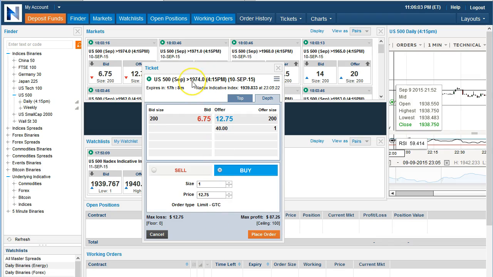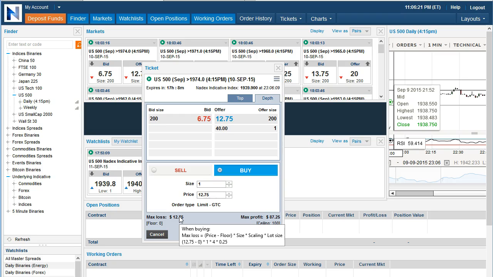Now, here's the thing. If price is above 1974 come tomorrow, then by 4:15, I'm going to make $87.50. If it's below, I'm going to lose only what my risk is. They're very similar to regular options, but you don't have to worry about the time decay, the specifics of an option. Now, let's say price rallies to 1960 overnight by tomorrow morning. Well, this contract will probably be worth about $35. So what I paid $12.50 for, I should be able to sell for around $35.